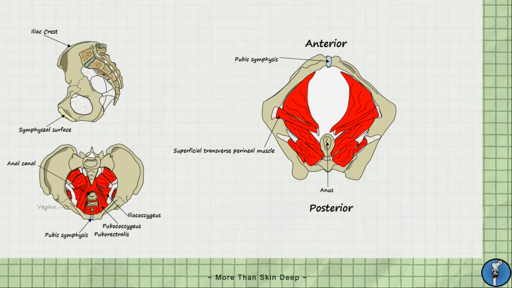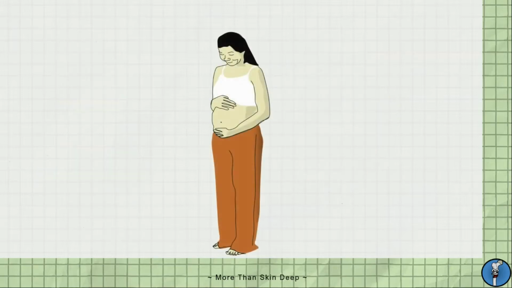Immediately anterior to the anus and posterior to the vagina is the perineal body. This is a crucial structure to maintain the integrity of the pelvic diaphragm. It may rupture during birth due to a dilated vaginal canal and can lead to various complications such as prolapse of the pelvic organs. Now let's return to our patient.